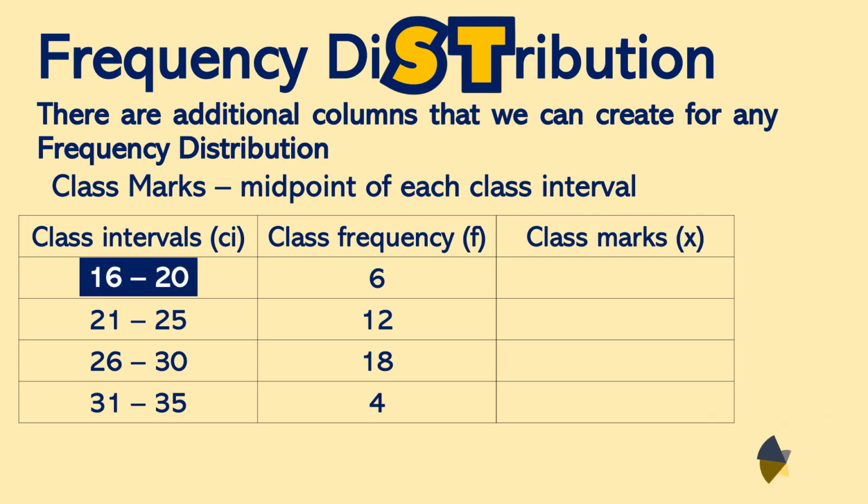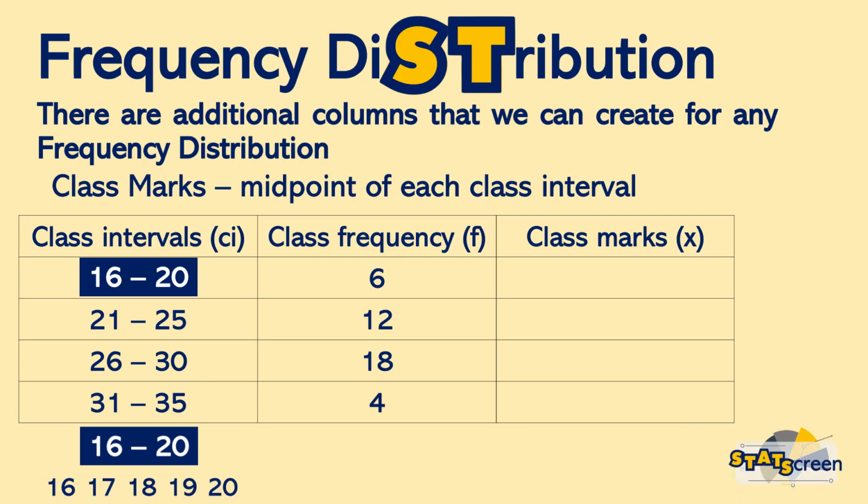Let's consider first this class interval 16 to 20. The class limits here are 16 to 20. And specifically, 16 is your lower class limit, and 20 is your upper class limit. We know that for 16 to 20, we have the values 16, 17, 18, 19, and 20. We could just automatically pinpoint our midpoint, or our class mark, for this given class interval. That's the middlemost value, and that would be 18. So this is our class mark for our first class interval.